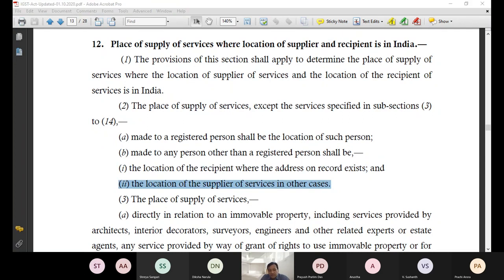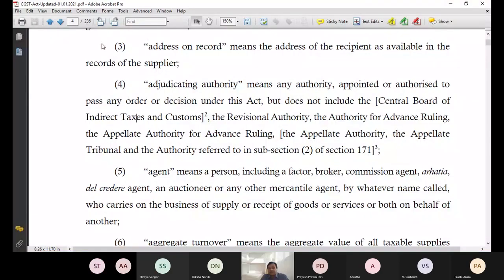Now let me show you this address on record. Never frame your own definition whenever you are reading any legal subject. First read the act and see, is that definition given? If not, then you frame your own definition, otherwise no. So let me show you now this address on record. Now I am reading the IGST Act, but this definition is given in the CGST Act.